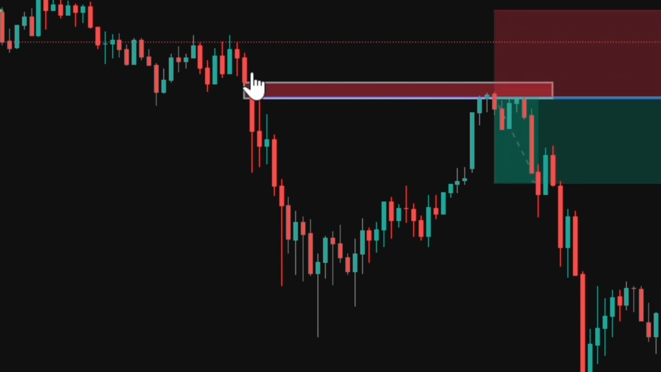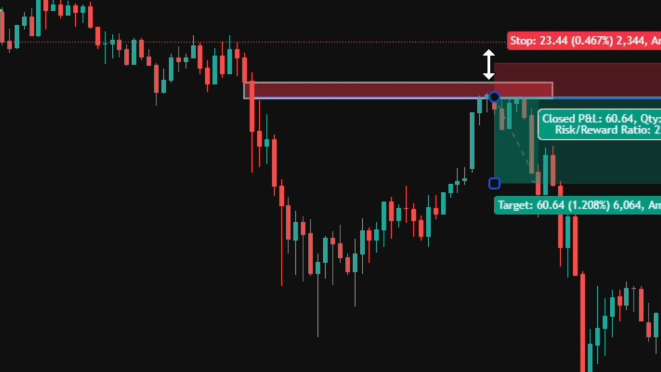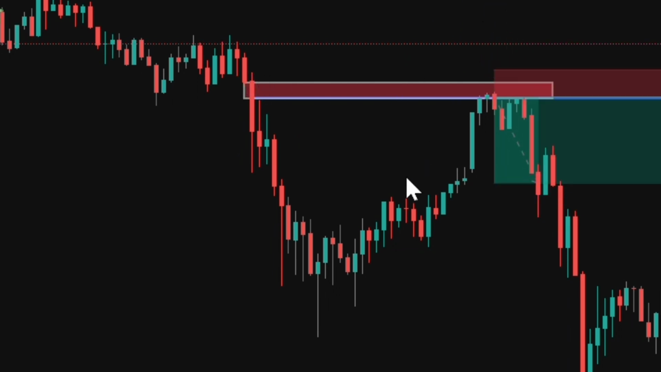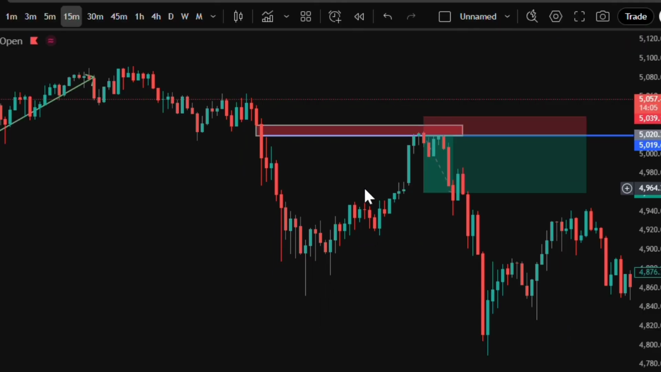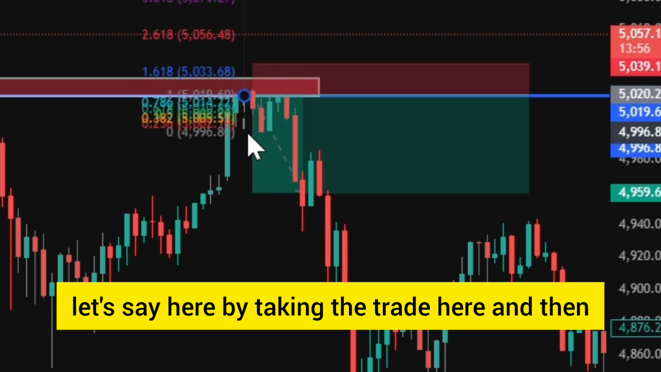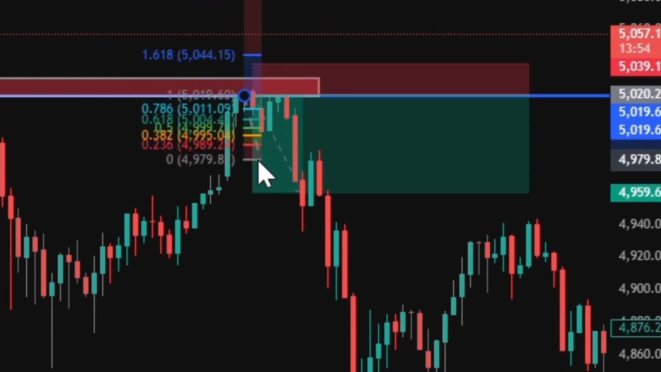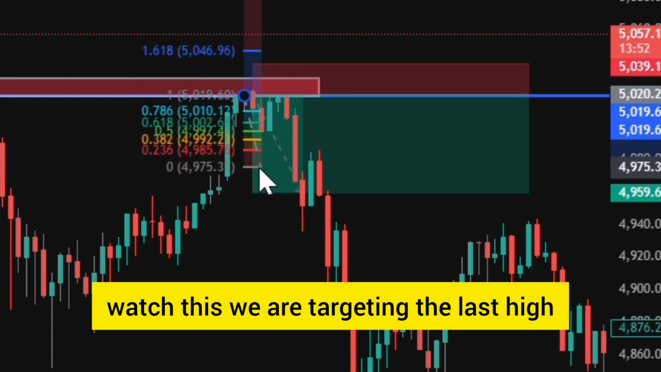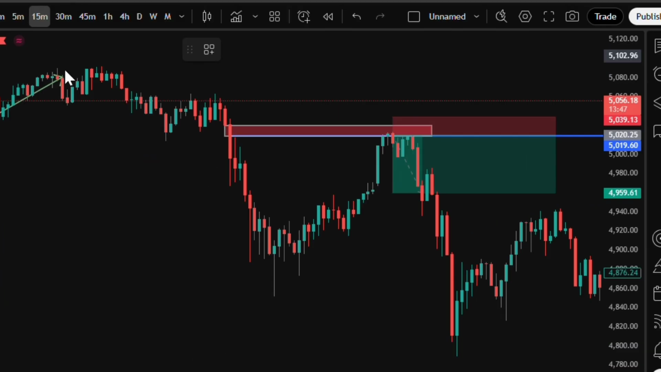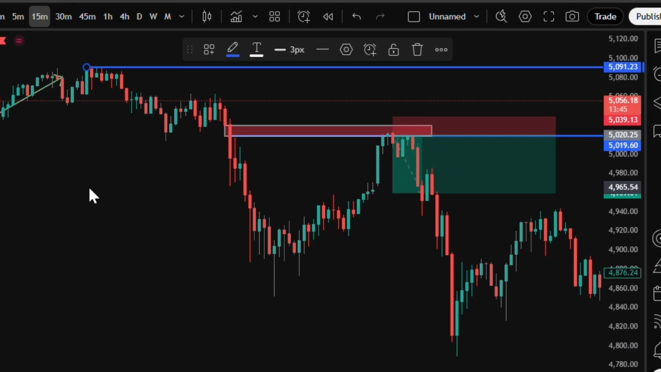So let's take the stop loss from this high there. So if you want to know where to take profit, I told you you can also use Fibonacci retracement. How do you do it? So you take Fibonacci retracement from where you're taking the trade. Let's say here, we're taking the trade here, and then watch this. We are targeting the last high. Here is the last high that way.